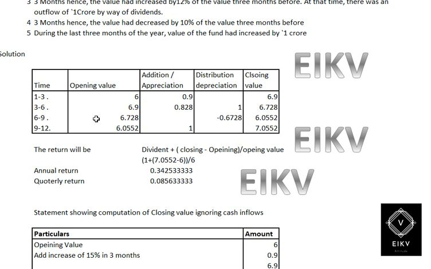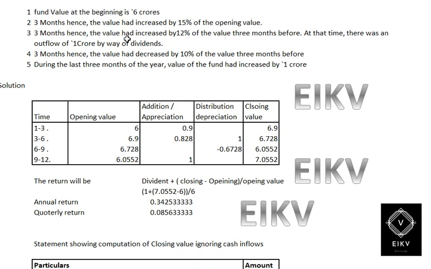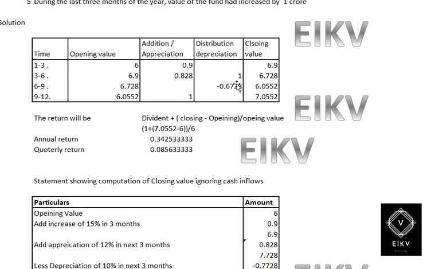Therefore, 6.9 plus 0.828 minus 1 will give you 6.728. After that, in the third quarter, it would be 6.728, and then there would be a depreciation of 10 percentage. So the depreciation of 10 percentage would be deducted, and the amount at the end of the quarter would be 6.0552. After that, in the last quarter, there would be an appreciation of 1 crore. Therefore, the final amount would be 7.0552.